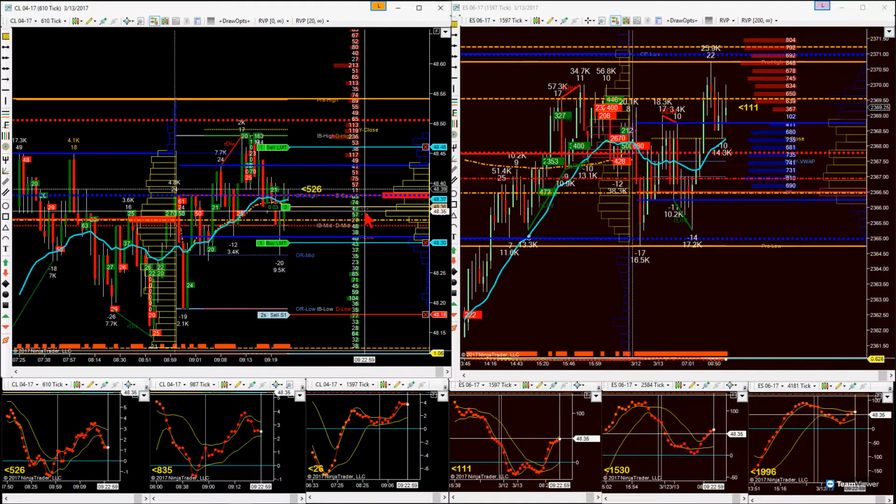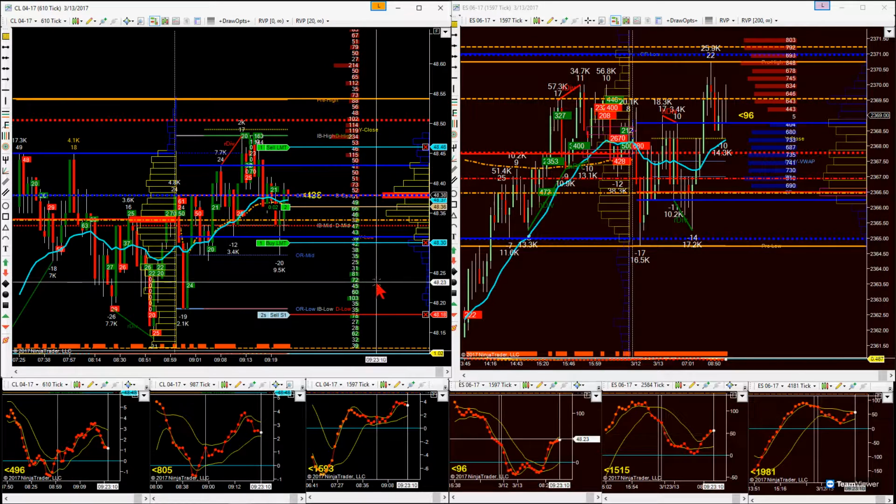Here again, we're back at this 39.40. We need to see 39 go bid and stay bid, but 39.40 has been the absolute line in the sand from an order flow perspective.